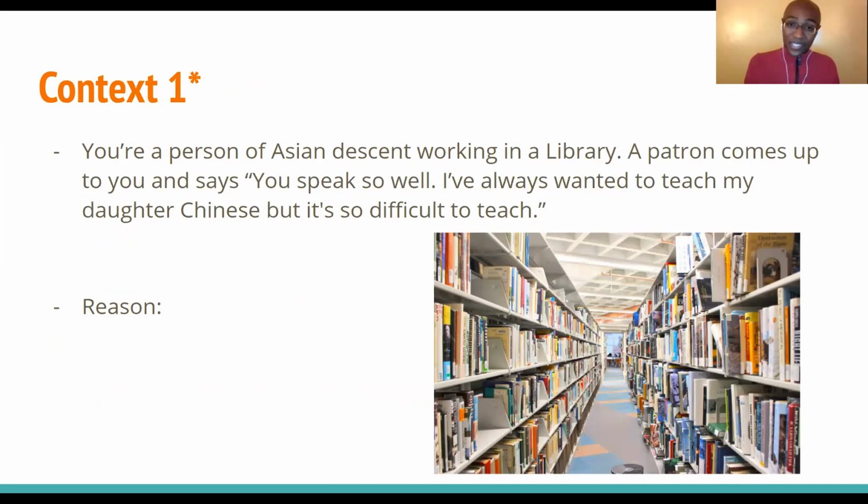You're a person of Asian descent working in a library. A patron comes up to you and says, "You speak so well. I've always wanted to teach my daughter Chinese, but it's so difficult to teach." So take a second and think, what are the reasons that the person who said this felt that it was okay to say? You could probably think of a few even. You're like, oh, I didn't mean it. I was just saying that, I love the Chinese language and just wanted to connect with you. I thought you were Chinese. I just said Asian descent. It might not have even been Chinese.